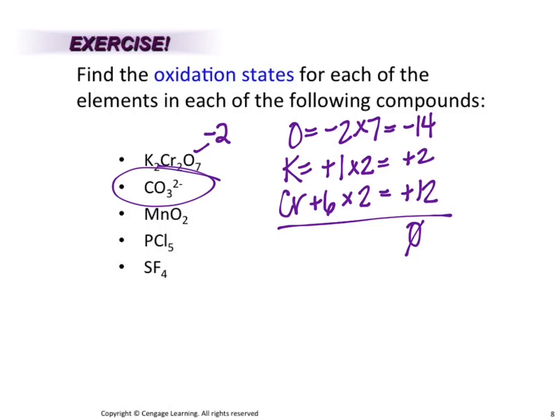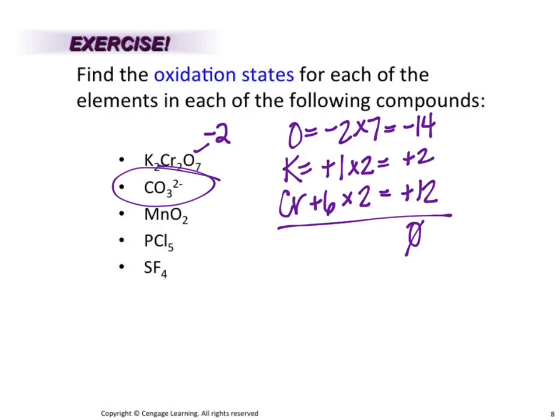So since it's asking for the specific elements, do we need to write it to the side? Like O would be -2, K would be +1. Yes. Cr would be 6. Yes. These charges are all just from the chart, except for chromium. Oxygen and potassium came from the chart. Chromium did not, because it's a transition metal.